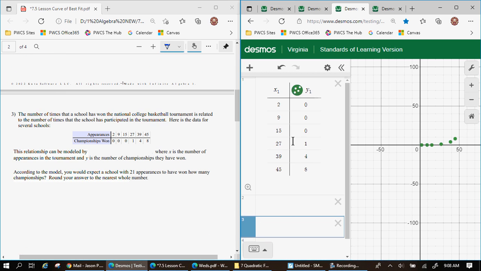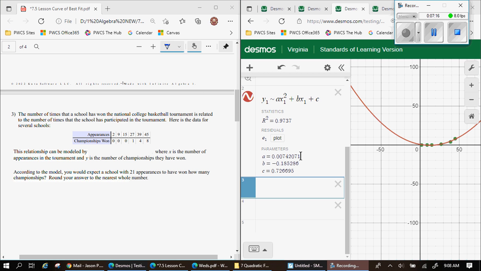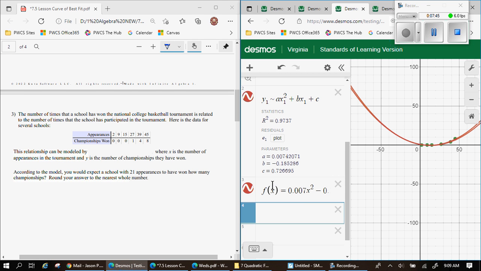I have my data in again. I'm going to type in that special equation quick. So there we have it. We have our A, B, and C, and so I can type in an actual f of x. I'm going to do some rounding here, make that 0.007. And if you don't round, that's okay. Our answers will be slightly different, but that's all right. And I'll make that 0.19 and 0.73. If you need help with the rounding, just give me a shout and I can help you.